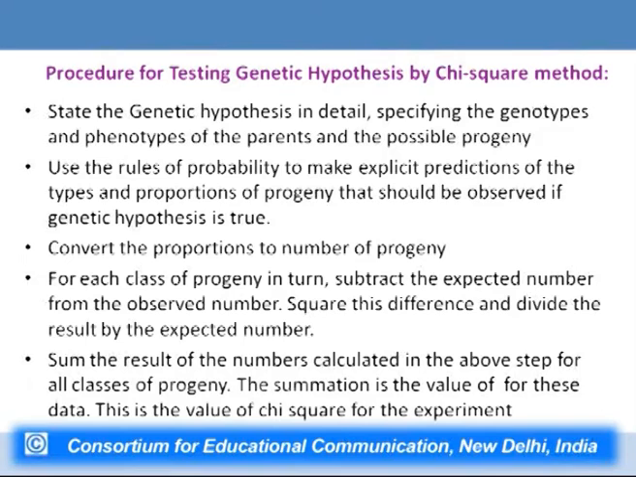subtract the expected number from the observed number. Whatever value we get is squared. That means the difference between the observed number and the expected number is squared and divided by the expected number. Now the result is summed up and the total is calculated for all the progeny. This value is calculated for each progeny class, and the summation is the final value of chi-square for this particular experiment. So basically we are subtracting the expected number from the observed number, squaring the value, and dividing it by the expected number, and the values obtained are then summed up for all the classes, and that summed value is the chi-square value for this experiment.